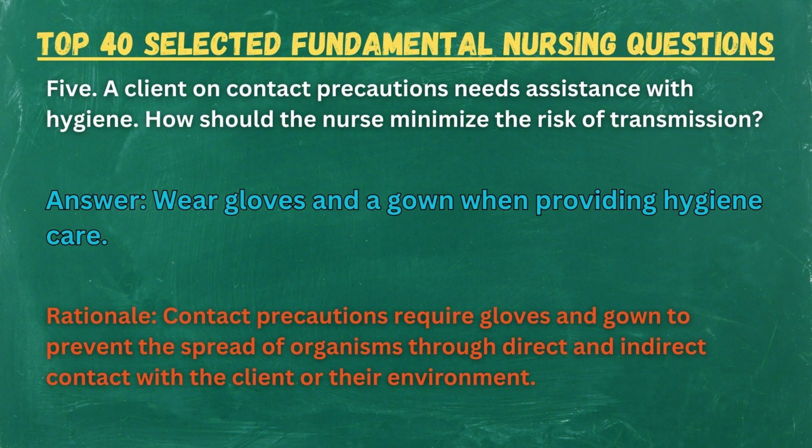5. A client on contact precautions needs assistance with hygiene. How should the nurse minimize the risk of transmission? Answer. Wear gloves and a gown when providing hygiene care. Rationale. Contact precautions require gloves and gown to prevent the spread of organisms through direct and indirect contact with a client or their environment.